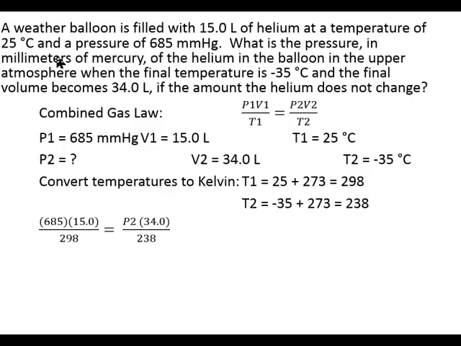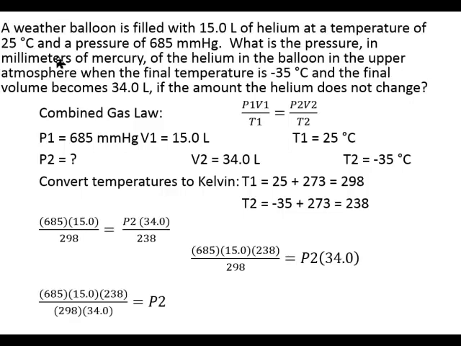I'm trying to solve for P2, so I need to get rid of the 238 and the 34. So first I'm going to multiply both sides by 238. Then I'm going to divide both sides by 34. And I end up with a final pressure of 241.35 millimeters of mercury, which you could round off to 241.36 millimeters of mercury. This completes the combined gas law video.